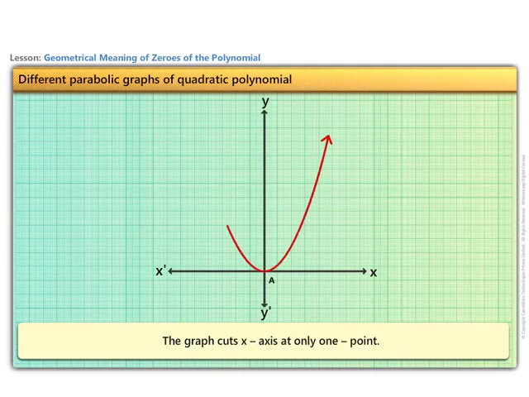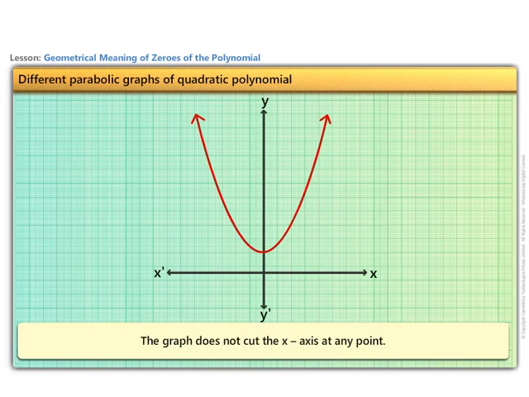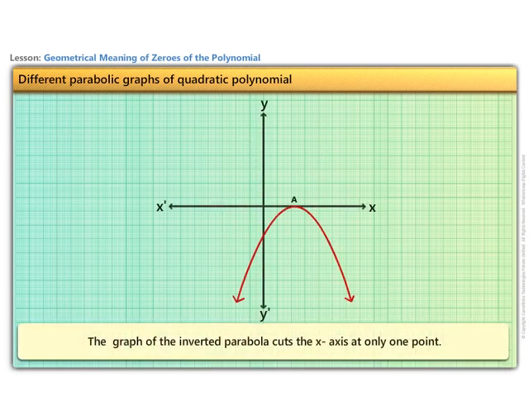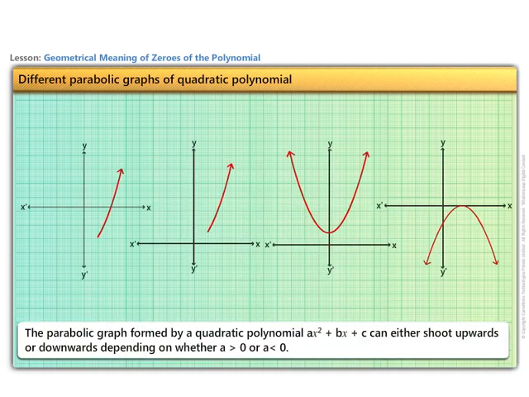The graph cuts the x-axis at only one point. The graph does not cut the x-axis at any point. The graph of the inverted parabola cuts the x-axis at only one point. The parabolic graph formed by a quadratic polynomial ax² + bx + c can either shoot upwards or downwards depending on whether a is greater than 0 or a is less than 0.